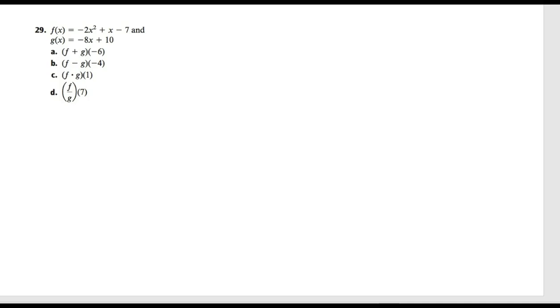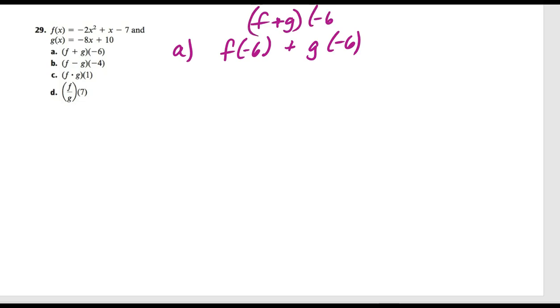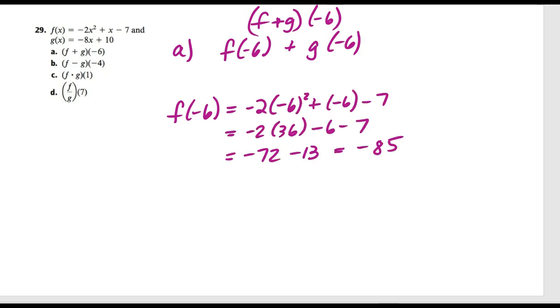Okay, number 29. So number 29, we're just simply adding, subtracting, multiplying, and dividing the two functions. So A asks us to add them. We know when we add functions, we can separate them out, and say this is f at negative 6 plus g at negative 6. That's the same thing as saying f plus g at negative 6. So I'm just going to evaluate f at negative 6. So in place of x, I'm going to write negative 6. And now I'm going to evaluate g at negative 6. So everywhere there is an x, I'm going to replace it with a negative 6.